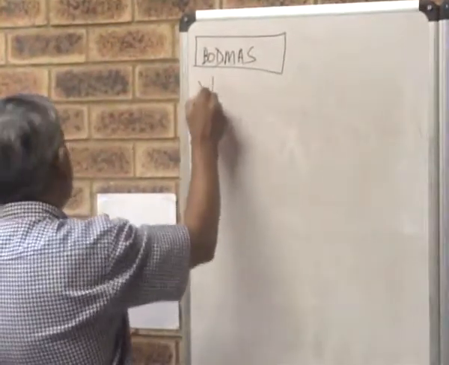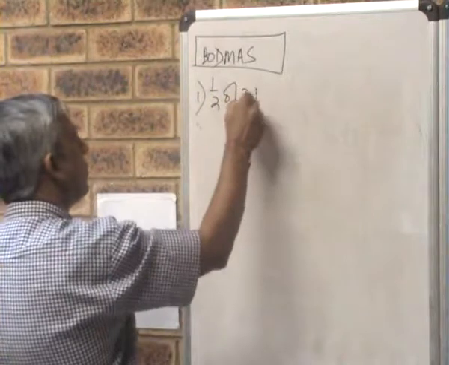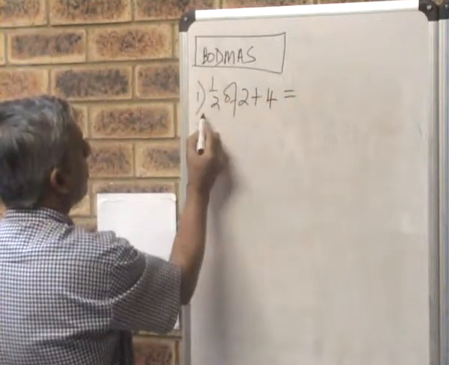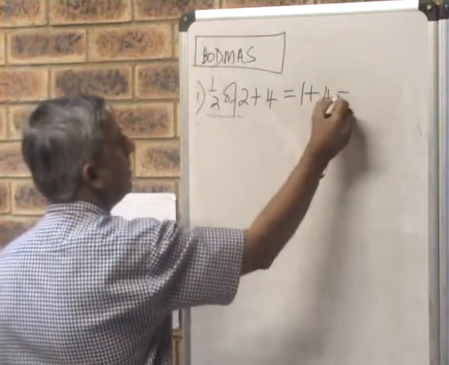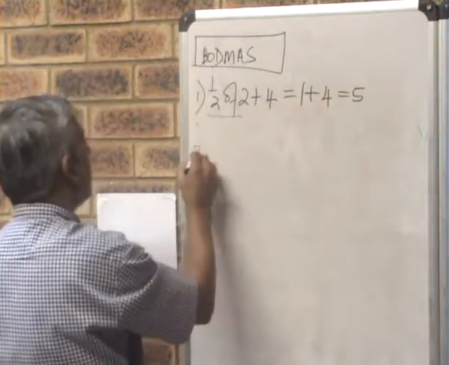Number 1, half of 2 plus 4. So half of 2 is 1. Then you add the 4. Final answer 5.